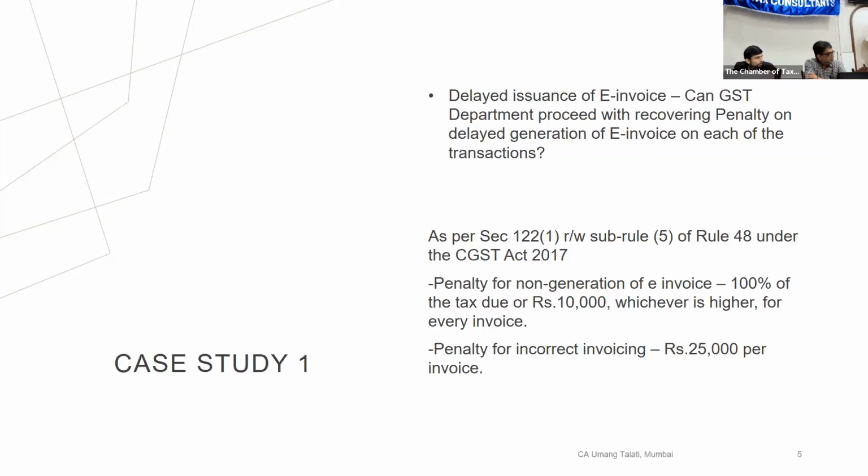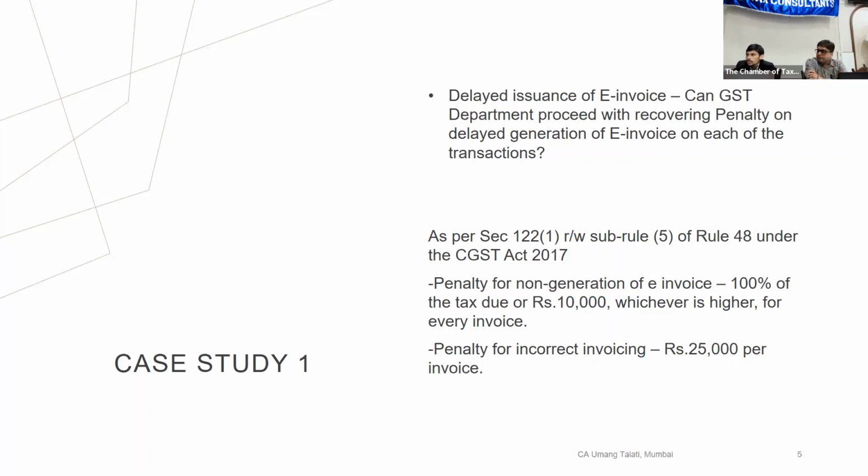So I firmly believe that it might come down to 2 crores also. Anyone filing annual return? They have to file. Now coming to the second, this is on the output side; we were discussing the input side. Now output side, delayed issuance of e-invoice. Can the GST department proceed with recovering penalty on delayed generation of e-invoice on each of the transactions?